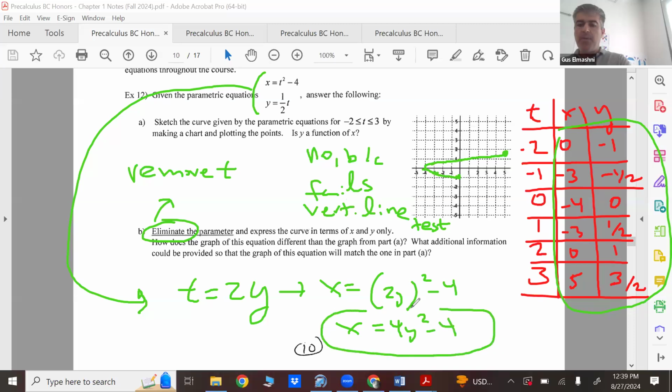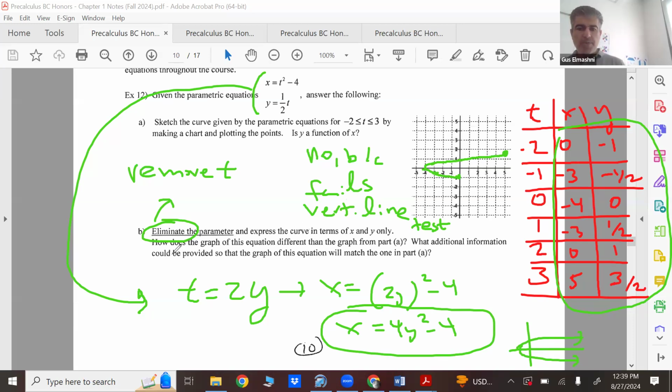Which kind of makes sense because that would lead us to a sideways parabola. So that's called eliminating the parameter. So how does the graph of this equation differ? Well, if I were to graph this, it actually would be more complete, right? It wouldn't stop just like this.